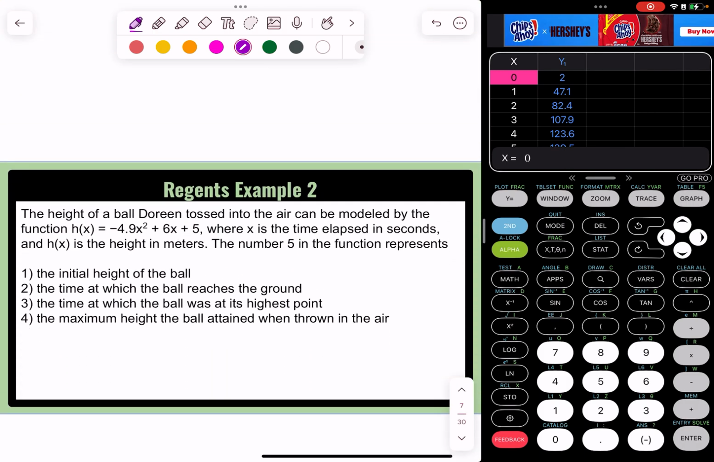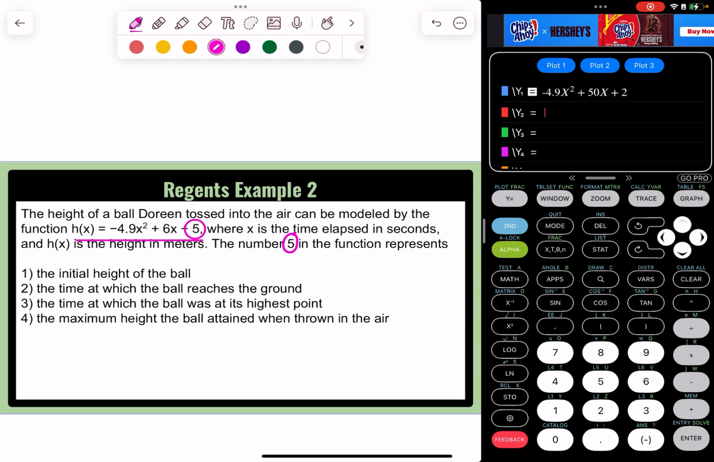The height of a ball being tossed into the air can be modeled by this function, where x is the time elapsed in seconds and h of x is the height in meters. The number 5 in the function represents the initial height of the ball. I think that makes sense because if I plugged 0 in for x, both of those would cancel out and I'd just be left with 5. That makes sense. The next one says the time at which the ball reaches the ground.